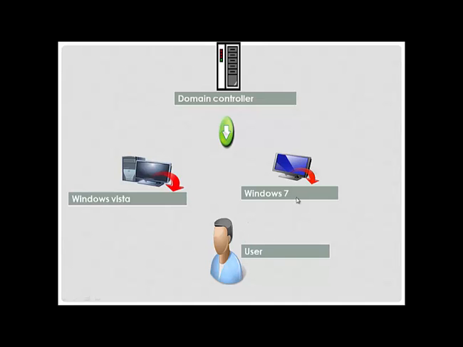Here we have a diagram of two workstations connected to a domain controller within an enterprise, and here the user can log into Windows Vista, save all his information, and he can go to the Windows 7 machine here on the next day and access everything that was saved here on the Windows Vista machine, because both systems are on the same domain and can connect to the domain controller.